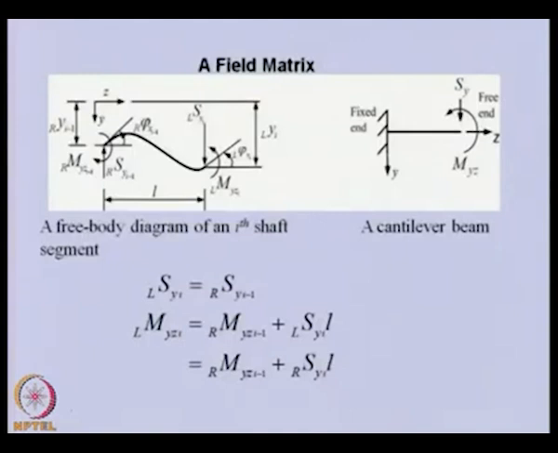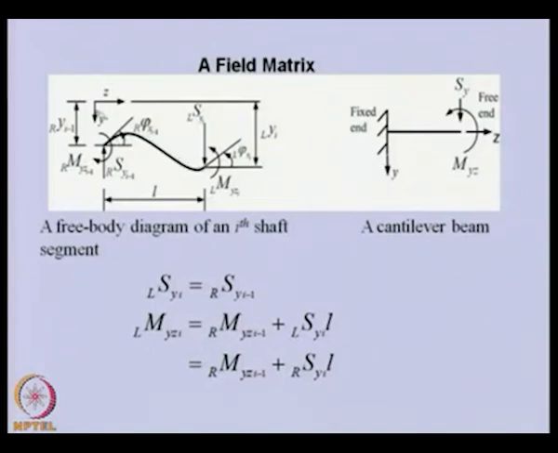Now, if we want to develop the field matrix, for this case this is basically a particular shaft segment, ith shaft segment. In this we have z axis along the shaft axis, and y is in the transverse direction. We have taken the free body diagram in one of the planes, and similar relations will be there for the other plane, because this shaft is symmetric.